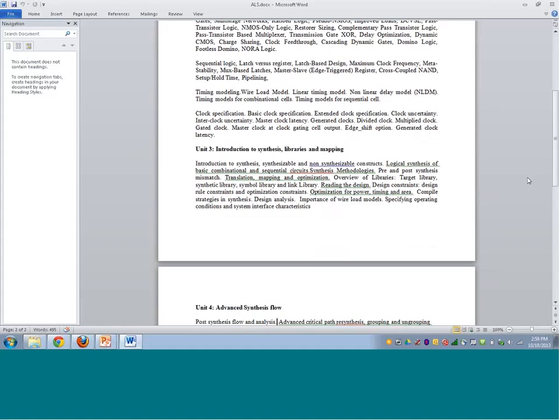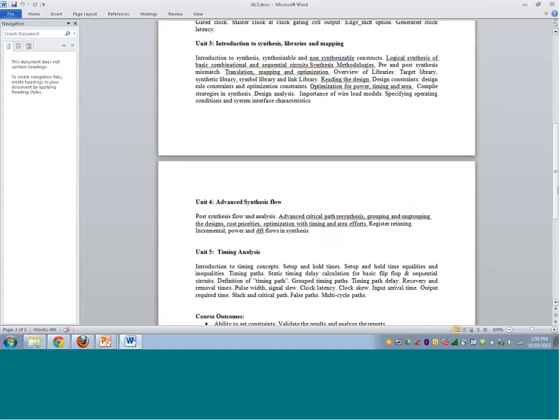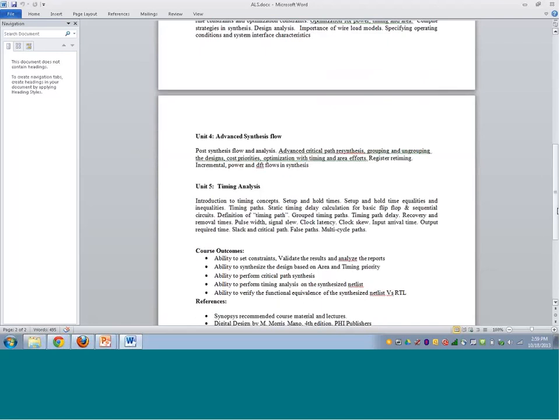In Unit 4 we'll visit some advanced techniques of synthesis. Let's say you are not meeting your design constraints. What else could we do? What more can we do in synthesis to make sure that our design meets the performance goals? Unit 5 is a very interesting topic called timing analysis. This is a technique which is employed industry-wide to make sure that the design meets the performance requirements of a particular technology node.